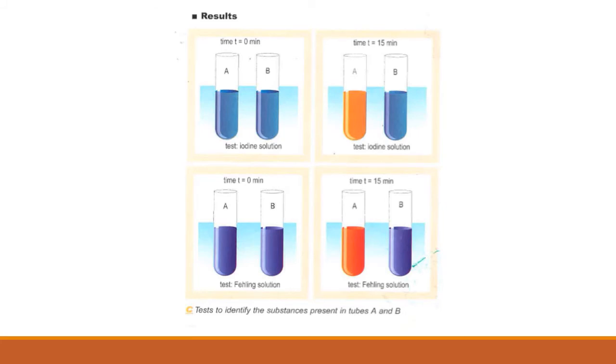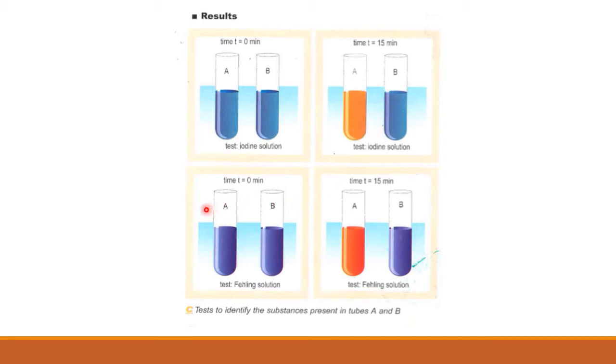Then, two tests are performed, iodine test and Fehling test. For iodine test, at the beginning of the experiment at t equals 0 minute, both tubes give dark blue color, whereas at the end of the experiment at t equals 15 minute, in tube A there is orange color, whereas in tube B there is dark blue color.